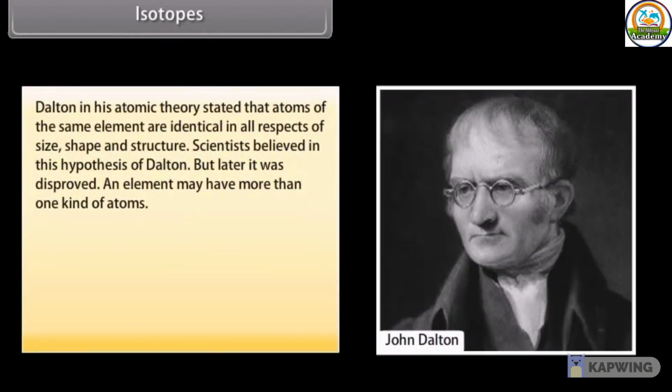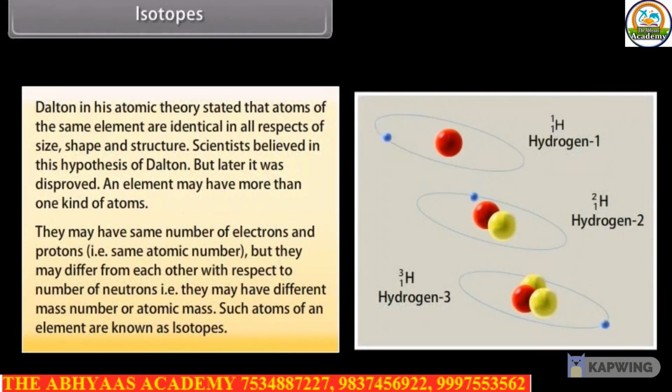Isotopes. Dalton, in his atomic theory, stated that atoms of the same element are identical in all respects of size, shape, and structure. Scientists believed in this hypothesis of Dalton, but later it was disproved. An element may have more than one kind of atoms. They may have the same number of electrons and protons, that is, the same atomic number, but they may differ from each other with respect to number of neutrons, that is, they may have different mass number or atomic mass. Such atoms of an element are known as isotopes.